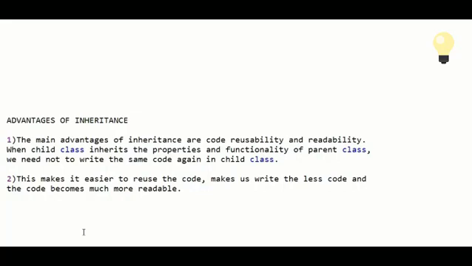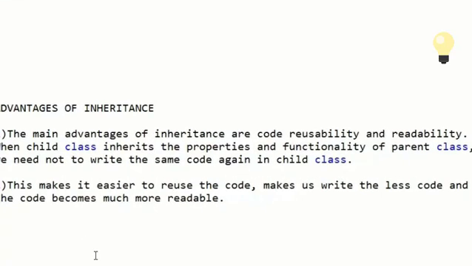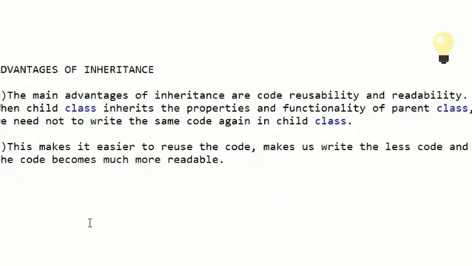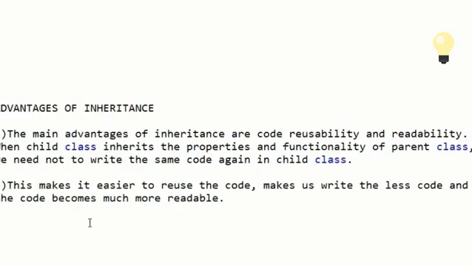Now see the advantages of inheritance. The main advantages of inheritance are code reusability and code readability. When a child class inherits the properties and functionality of the parent class, we need not write the same code again in the child class. This makes it easier to reuse the code, makes us write less code, and the code becomes much more readable.